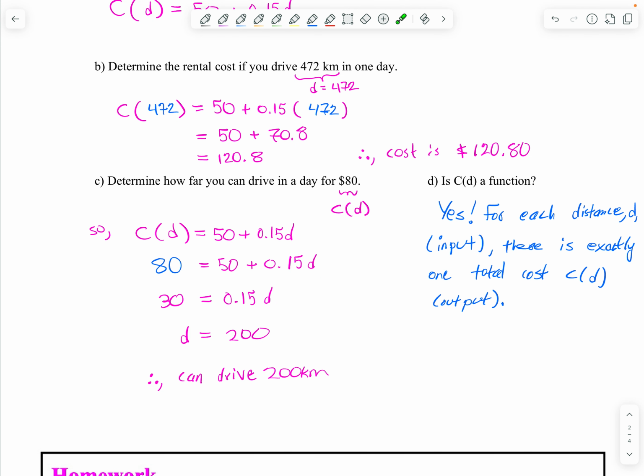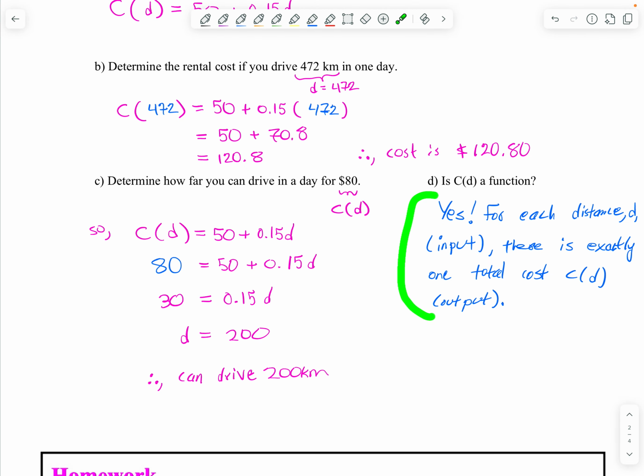Here, it's like the opposite. I'm trying to figure out how far I can drive in a day for $80. This is a cost, right? $80, let's say that's how much money I have. Then now my C of D is going to be 80. And now I'm trying to solve for D. I could do the math here and figure out that my input is going to be 200 kilometers, or that's how much I can drive with $80.